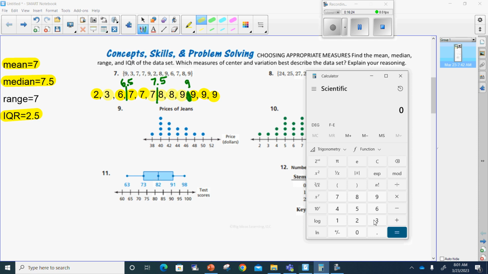Over here, I would take 38. That's all by itself. And I'm going to add it to, I see 40. There's 4 of them. So I'm going to put a parentheses and put 40 times 4.